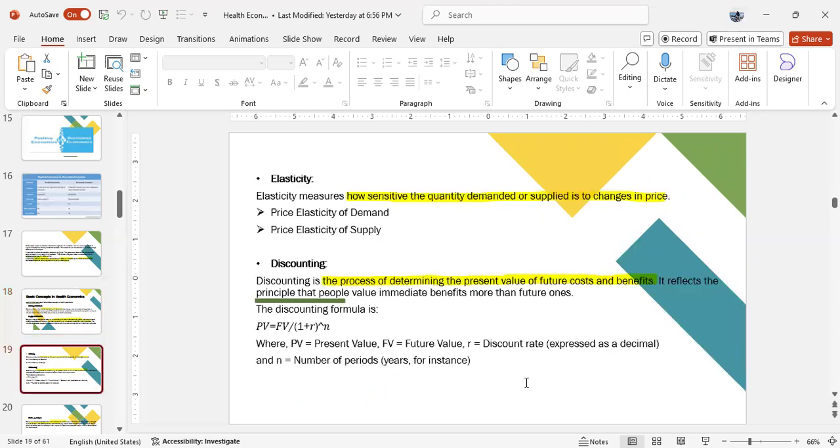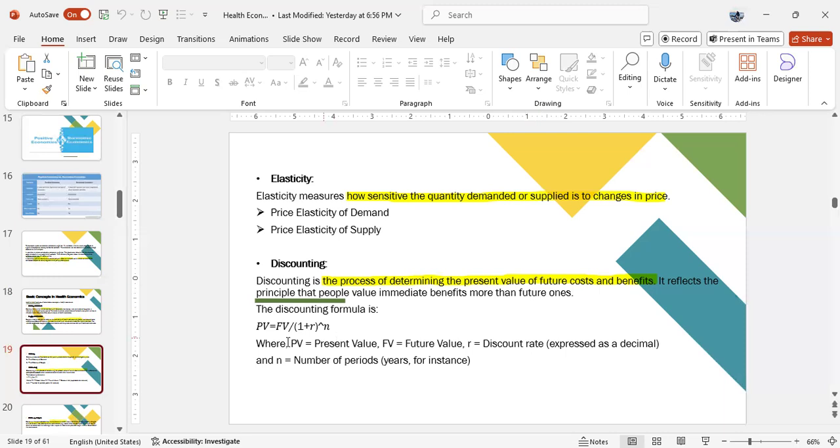Elasticity. Elasticity measures how sensitive the quantity demanded or supplied is to changes in price. Based on this fact, there are two types of elasticities: price elasticity of demand and price elasticity of supply. Discounting. Discounting is the process of determining the present value of future costs and benefits. It reflects the principle that people value immediate benefits more than future ones.